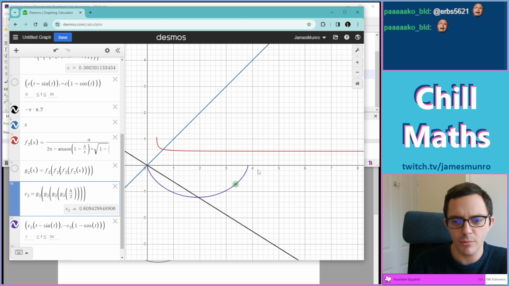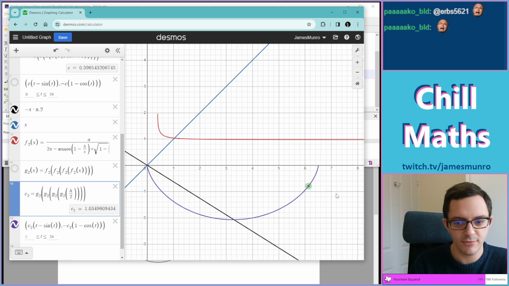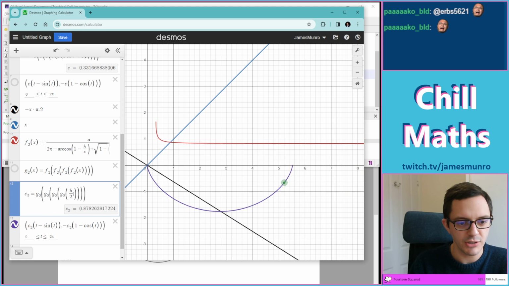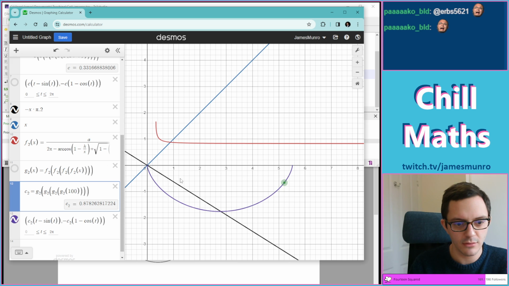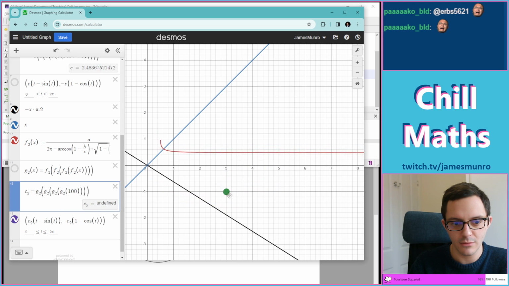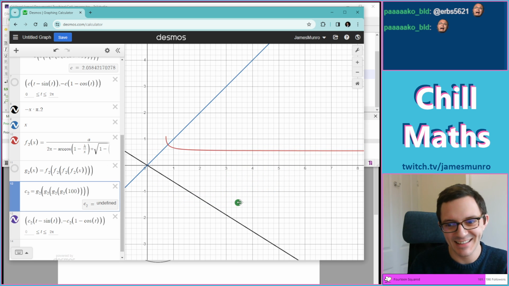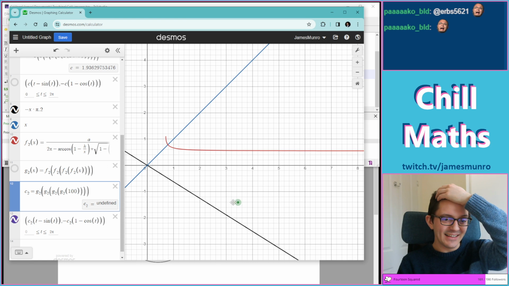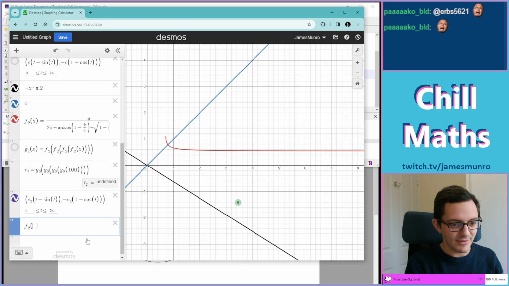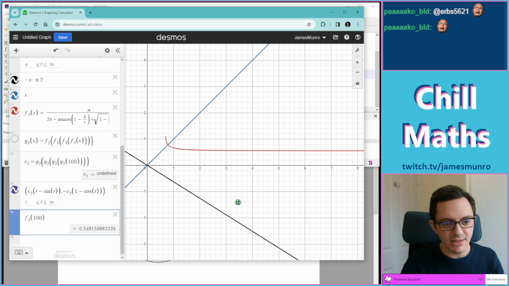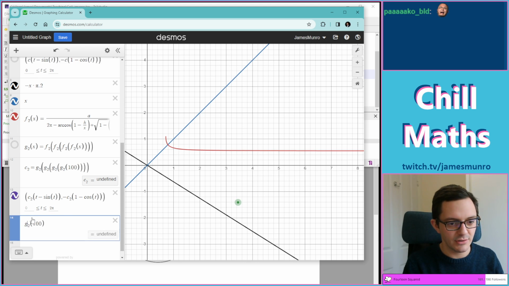Wait, can I just start way out to the right and it will find this? This thing's super flat, right? Yeah, I should just start at like 100 or something. Still broken. Still broken. What's f2 over 100? That's fine, right? That's basically the right answer. g2 over 100. Undefined.